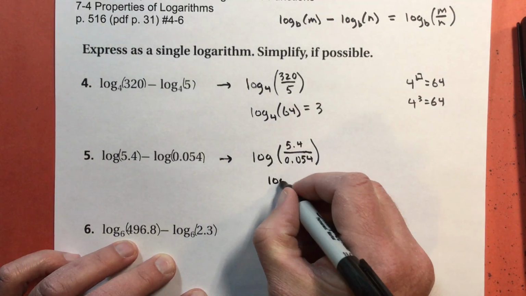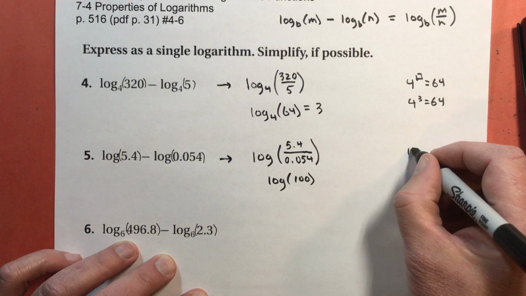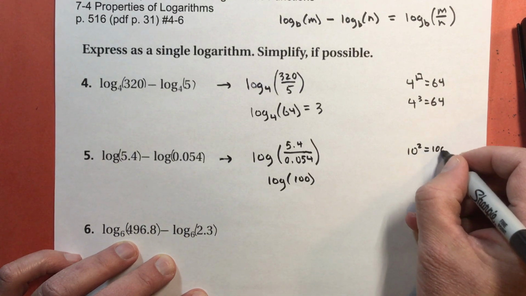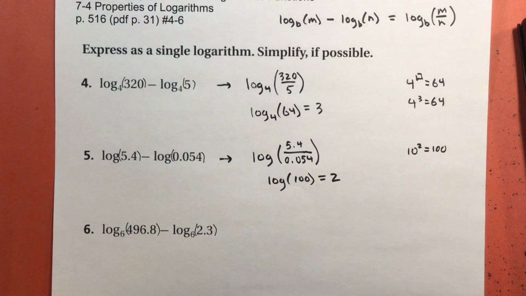So this is log of 100. And since 10 to the second power equals 100, this equals 2. The logarithm is the exponent.